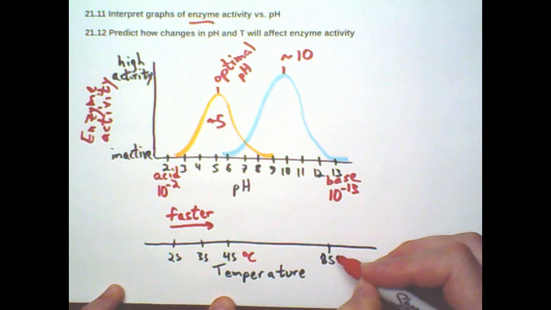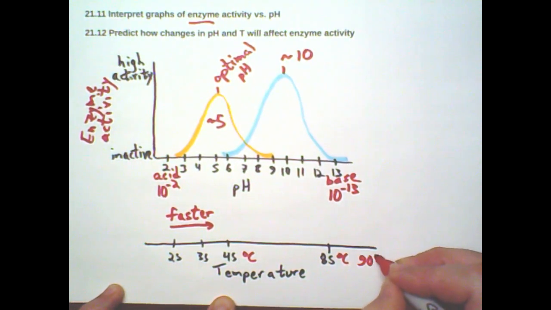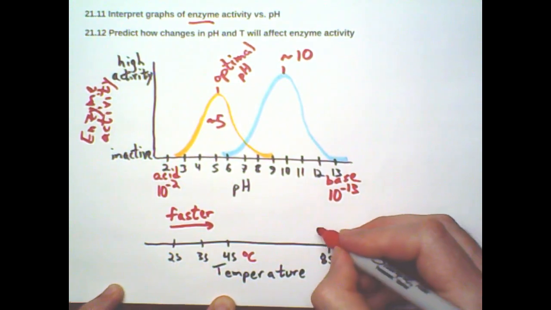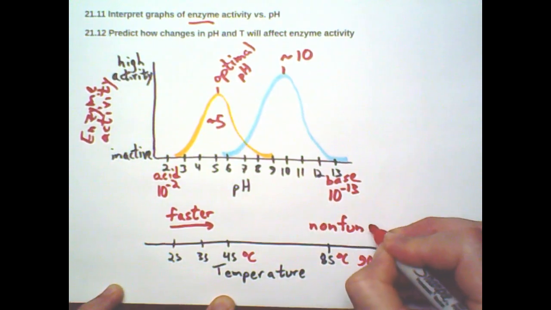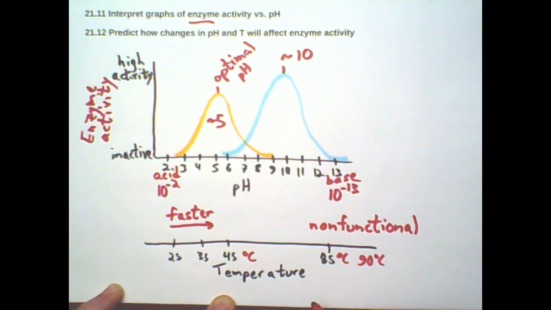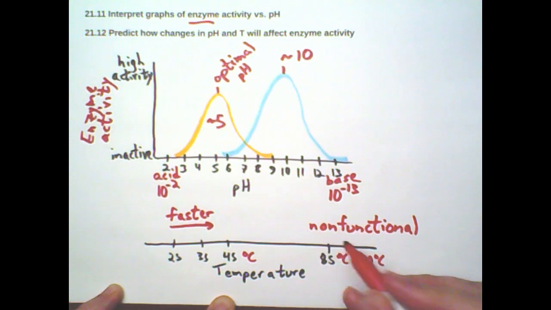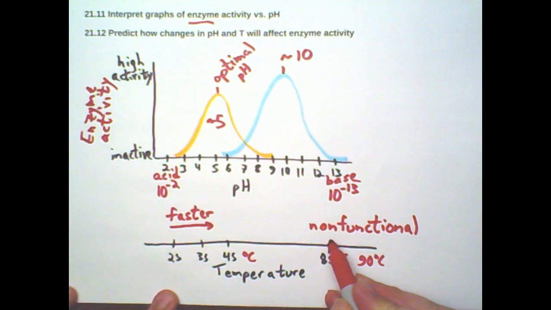But when we get up to high temperatures, 85 degrees Celsius, 90 degrees Celsius, the enzymes become non-functional. They denature, they unfold. And so they don't catalyze the reaction at all because the protein's broken.